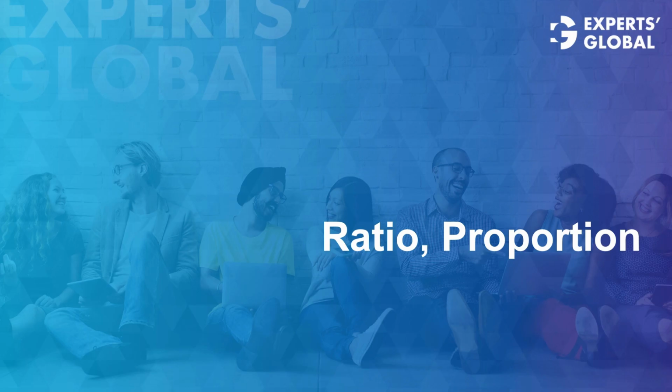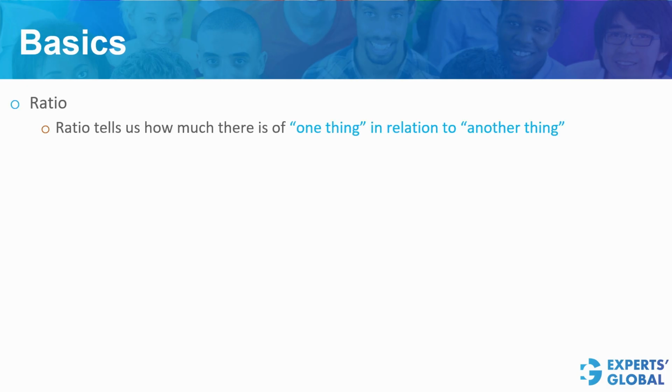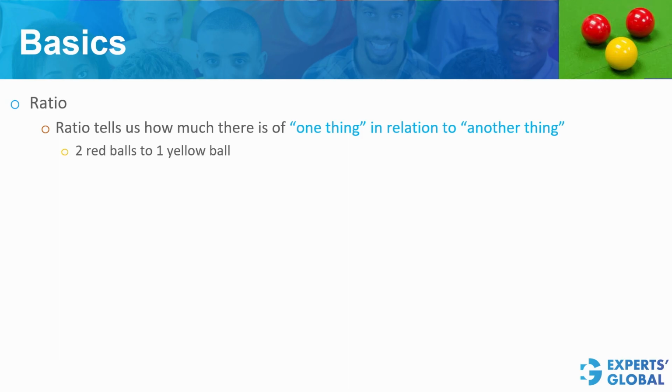Ratio and proportion. What is the difference between the two? Let's see. Ratio tells how much there is of one thing in relation to another thing. For example, look at this picture. There are 2 red balls to 1 yellow ball. Therefore, the ratio is 2 to 1. Ratio is pronounced A to B. For example, 2 to 1 is the ratio of red balls and yellow ball here.